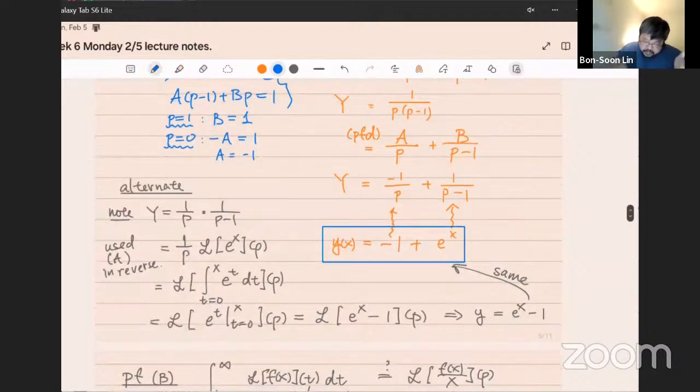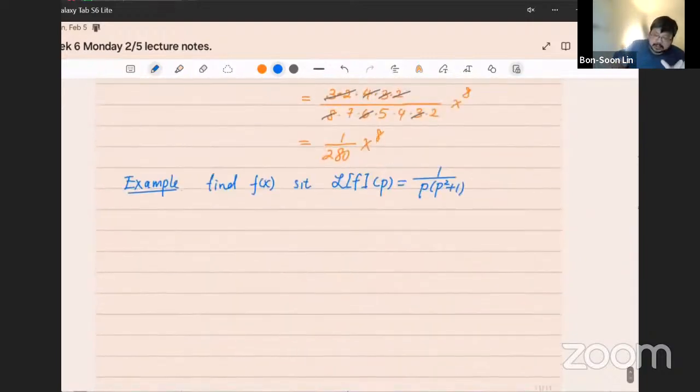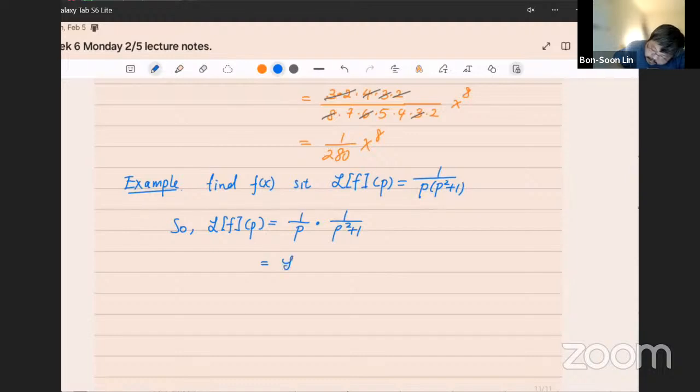Oh, we have something else. 1 over p times 1 over p squared plus 1. But instead of using the integral rule, we can recognize this as the convolution of two functions, right? So let's see, how do we use that? The Laplace transform of f is the product of 1 over p times 1 over p squared plus 1, which is the Laplace transform of something times the Laplace transform of something else.